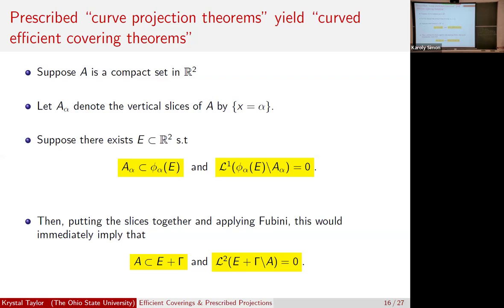Technically this is a little bit of abusive notation. A alpha we're thinking of as a slice, so you can think of this as a subset of R, and this is also a subset of R.